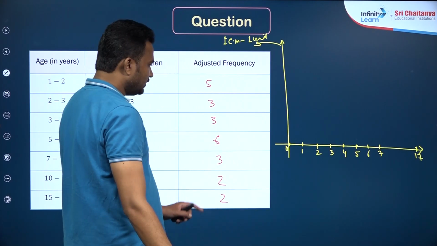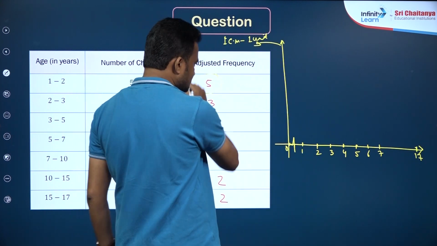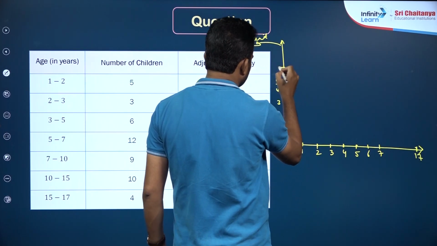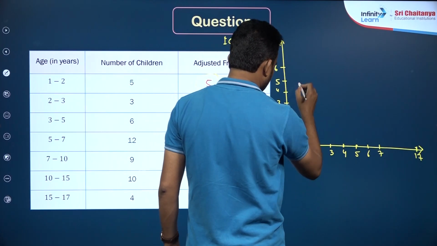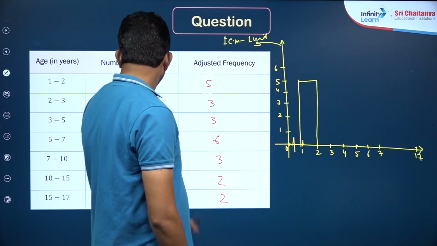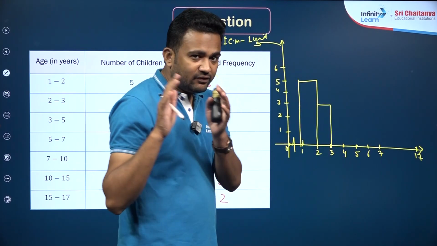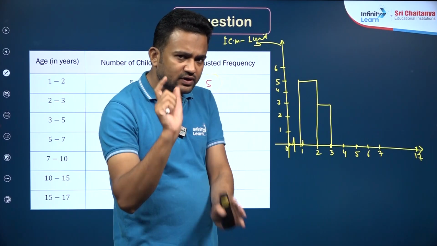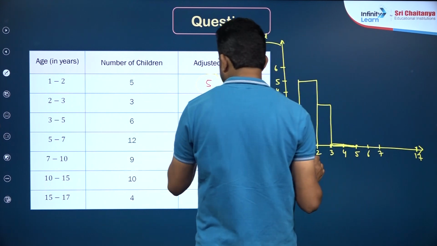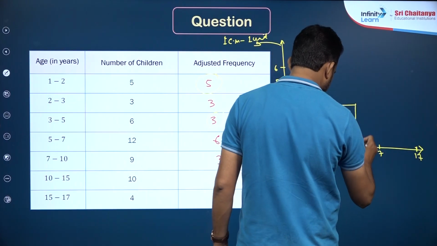So 0 to 1 there is no information, so we use a break symbol over here. 1 to 2, the adjusted frequency is 5, so 1, 2, 3, 4, 5, 6. So 1 to 2, this is 5, like this. Now 2 to 3 we have 3. Now 3 to 5, while drawing the rectangle for 3 to 5, the width will be 2. So we will take this entire width, and the height is this one, which is 3, right?